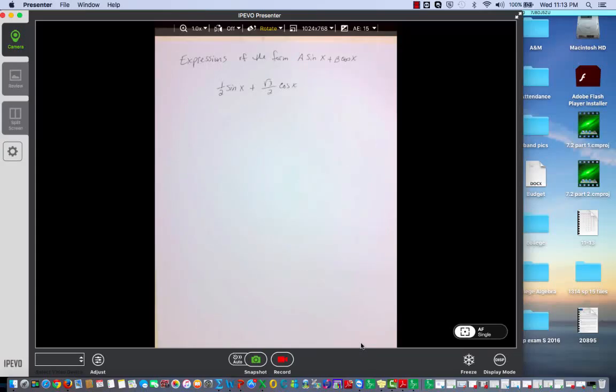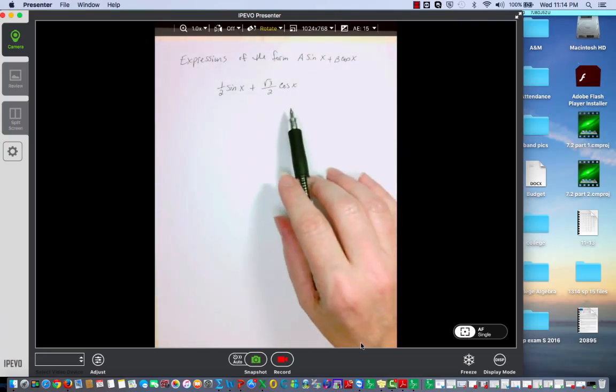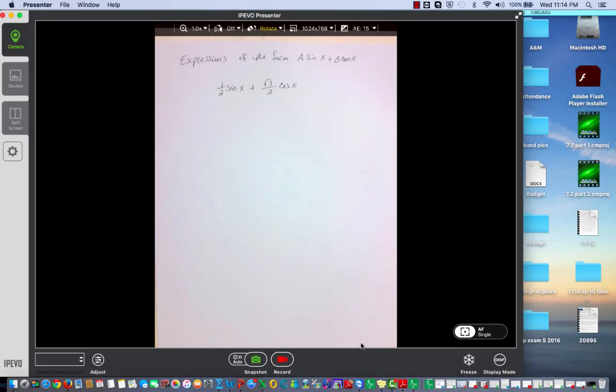Okay, so now we're on part 3. We're doing expressions of the form a times sine x plus b times cosine x. So we've got 1/2 sine x plus the square root of 3 over 2 cosine x. And we want to put this into a single trigonometric function using the addition formula for sine.